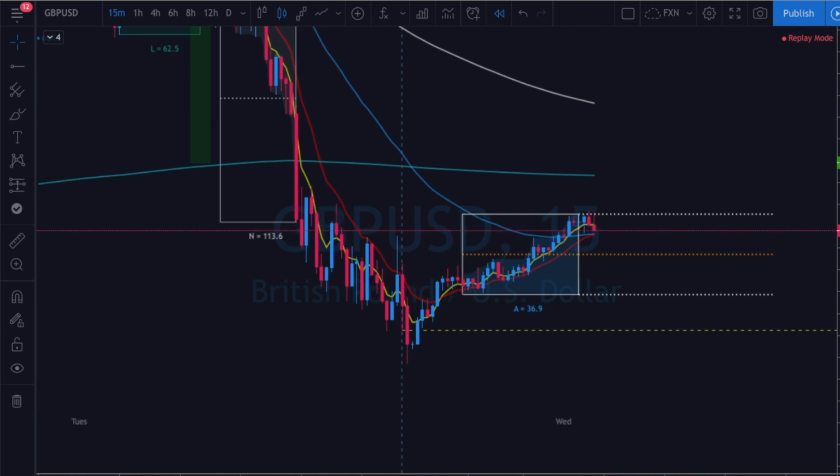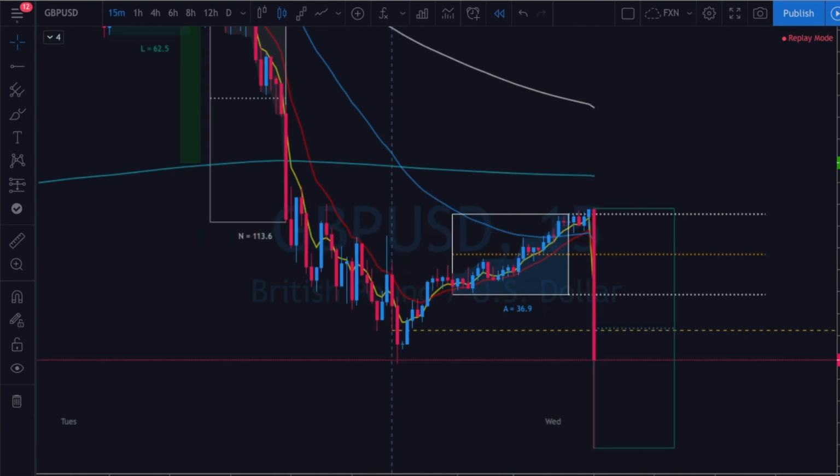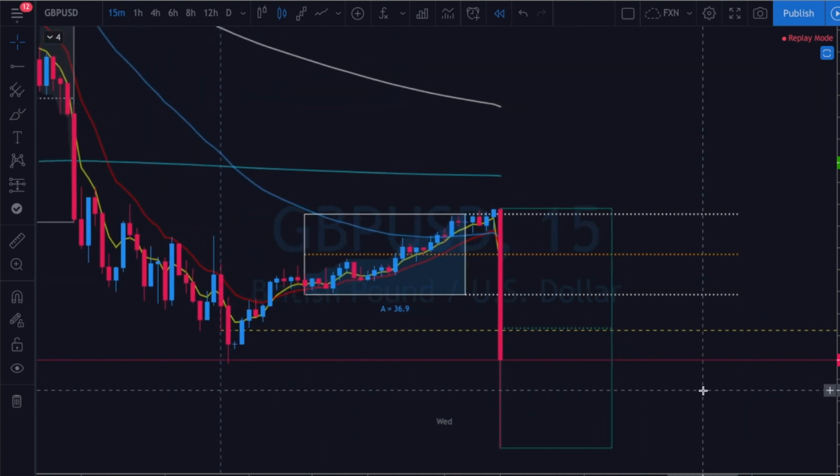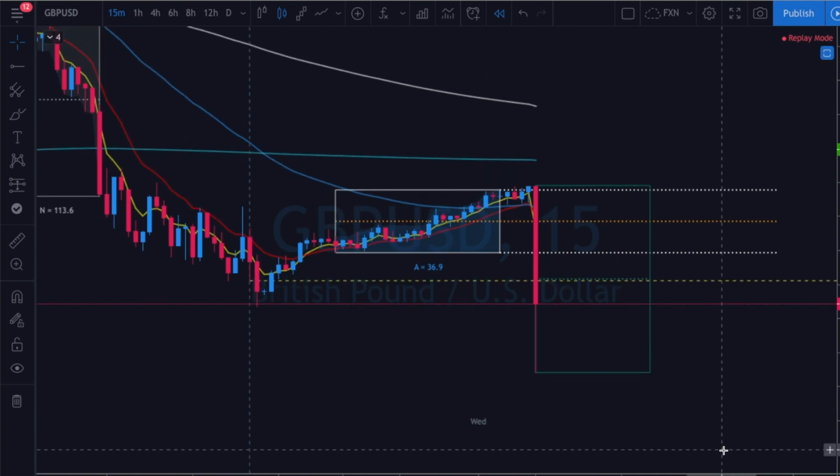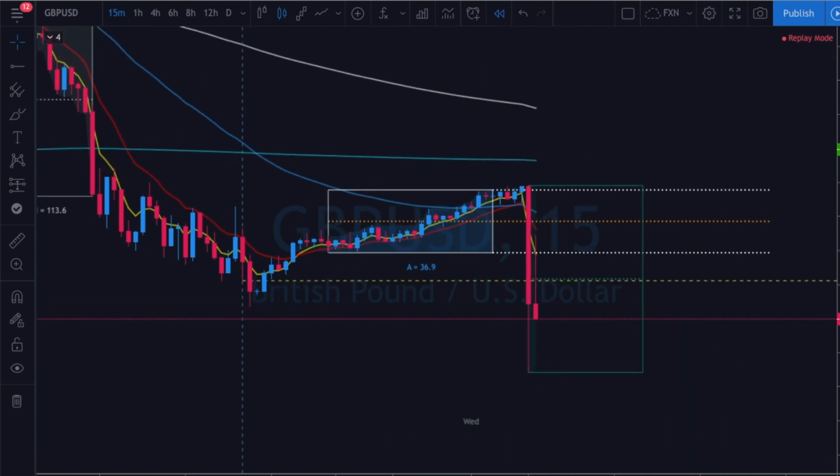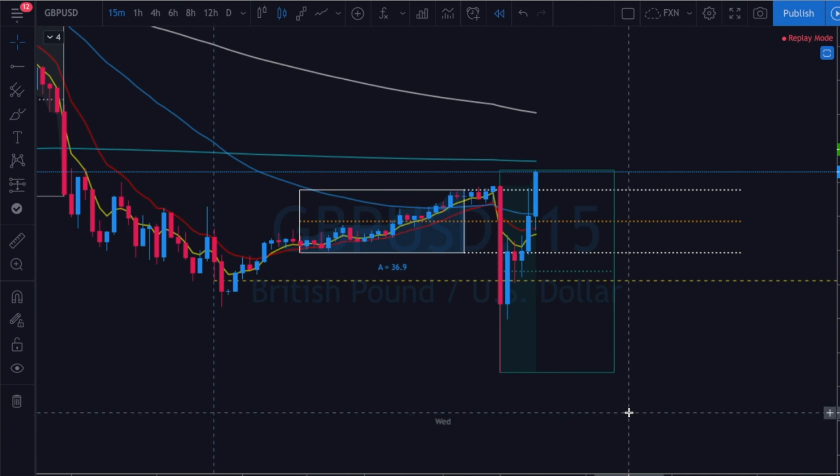What kind of behavior do we get that day? So I'm going to assume 3 o'clock. This is probably news. That's probably a news candle there, right? So keep going. There's nothing here to trade, by the way.